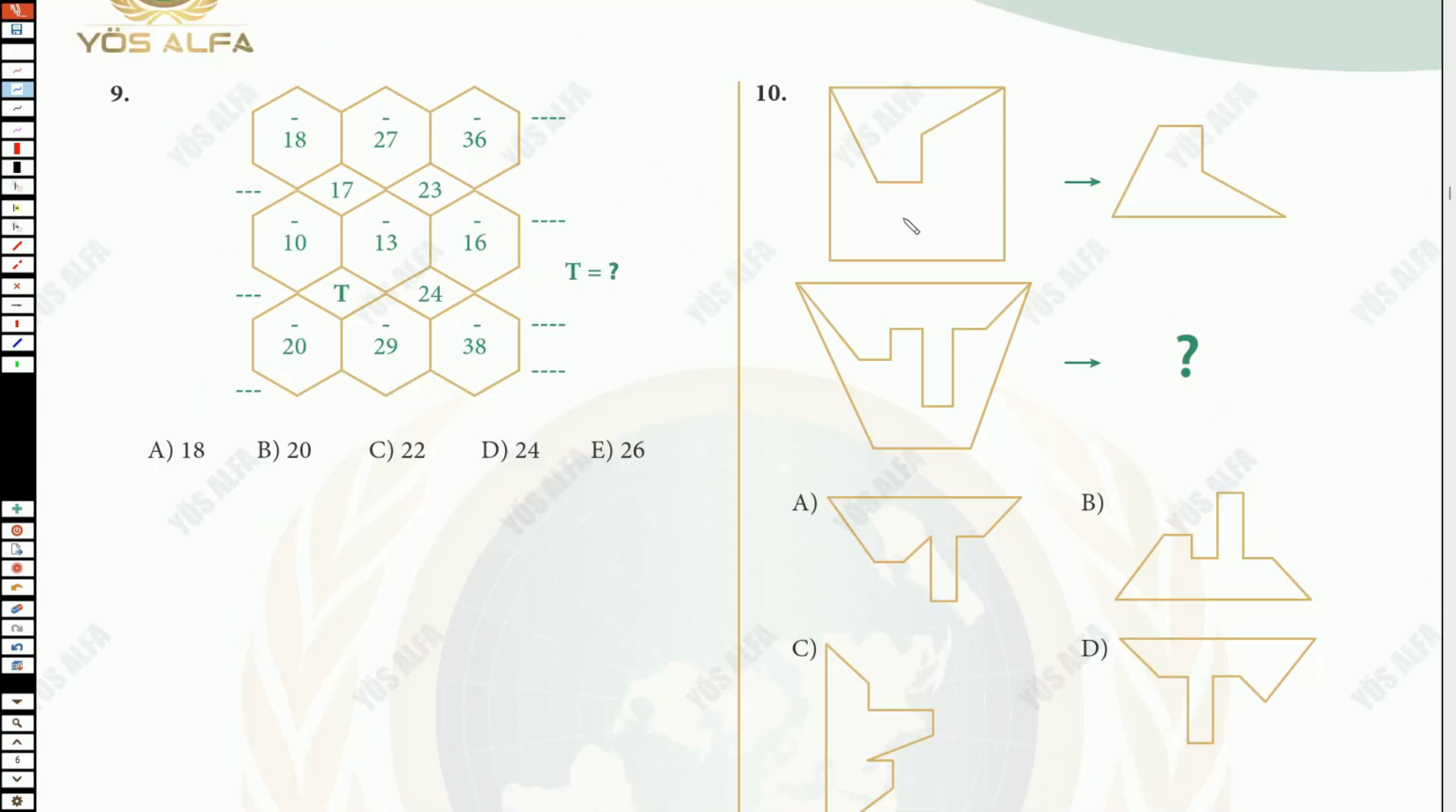Number 10. This is a reflection type of problem. So the given shape, this one, is reflected about this axis. So we get this figure as a result. So what's going to happen if we do the same procedure for the one given here? I'm going to draw this one for you.